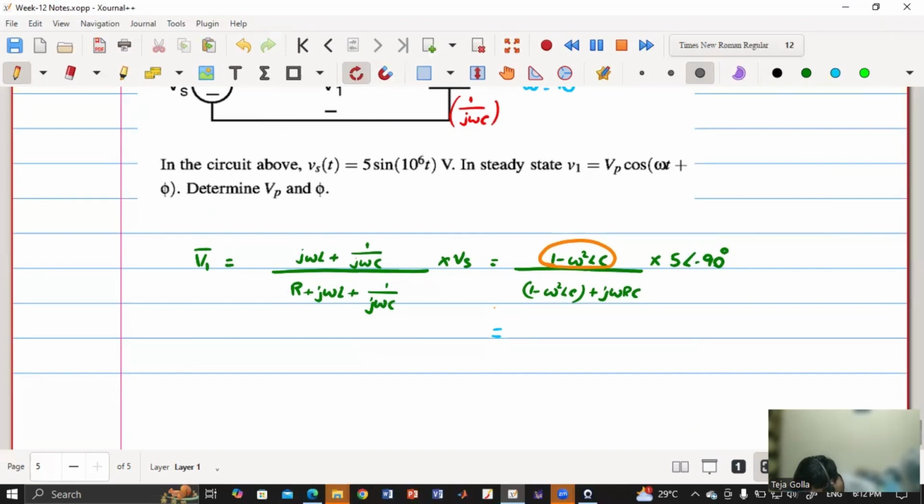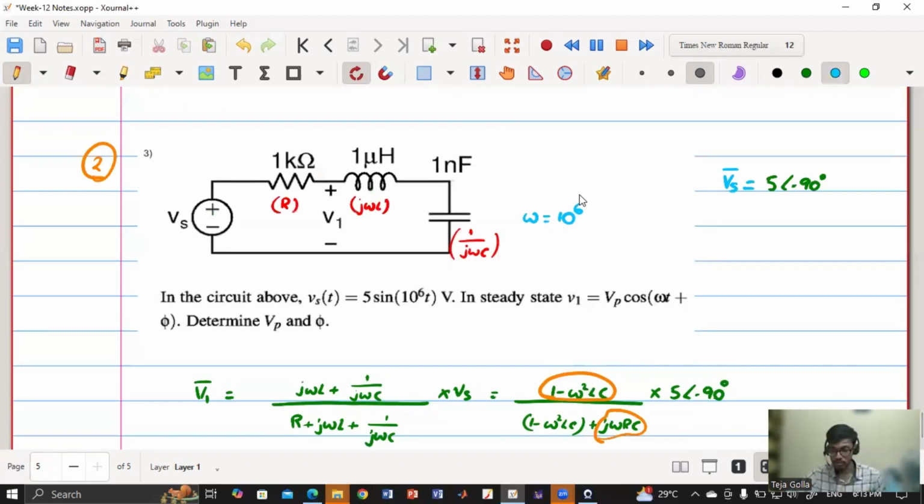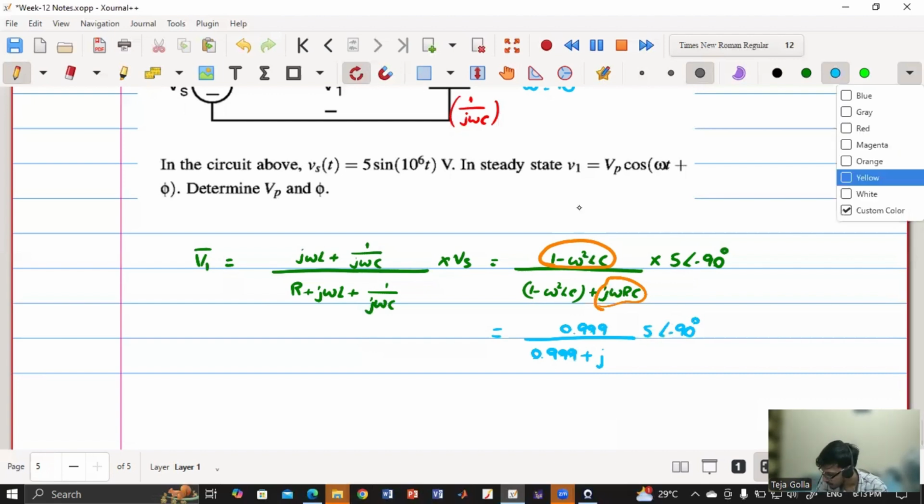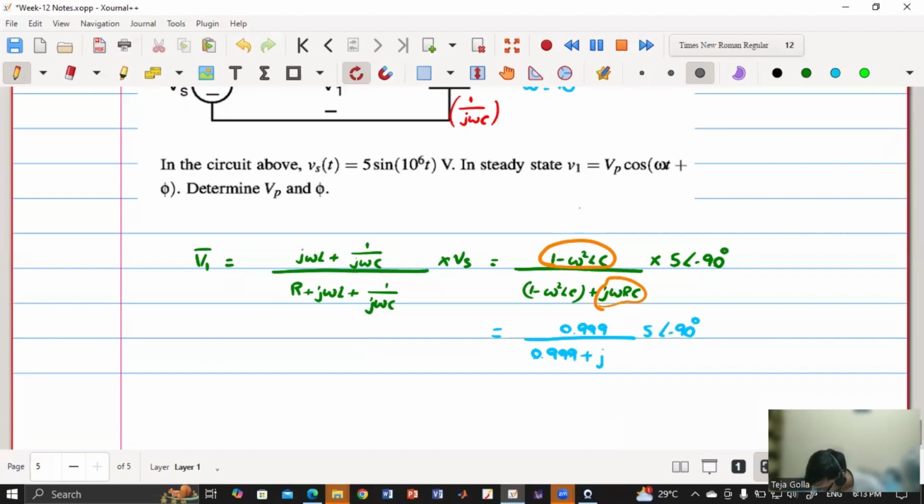So the denominator also is 0.999. Let me know the value of this. We have 0.999 plus j omega RC. R is 1 kilo, so j omega RC is 1. So it is plus j, into 5 angle minus 90 degrees. Now can you calculate this and tell me, in terms of R angle theta, what is V1 phasor?